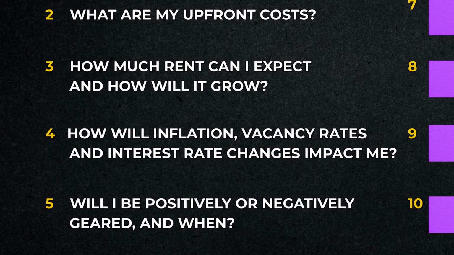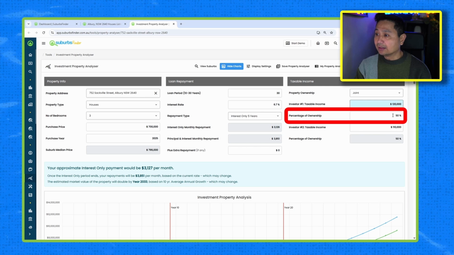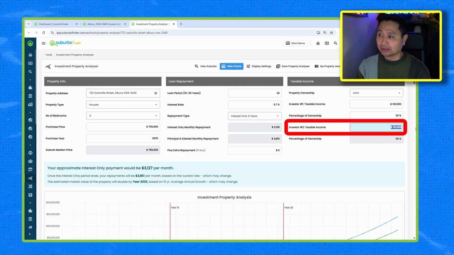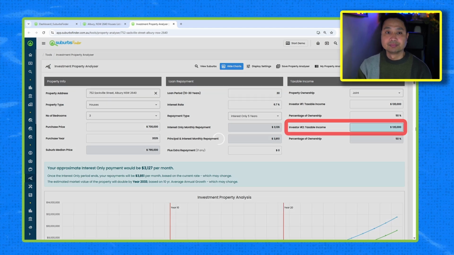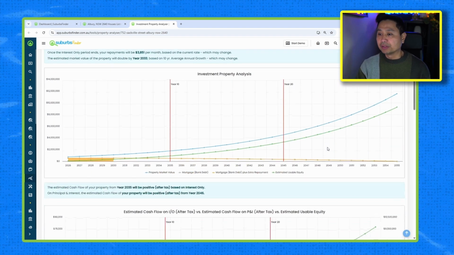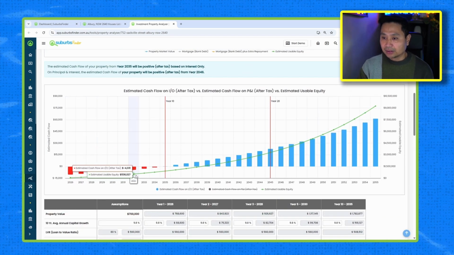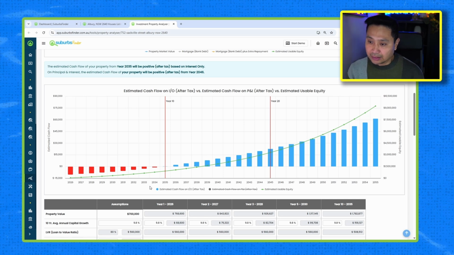Will I be positively or negatively geared, and when? By entering the owner's taxable incomes and ownership split. So let's say my taxable income is 120,000 and the ownership split is 50-50, and my partner's taxable income is the same, 120,000. The analyzer computes the after-tax cash flow projections each year, revealing exactly when the property becomes negatively geared or positively geared. So in this scenario, we're just factoring in the interest only component.